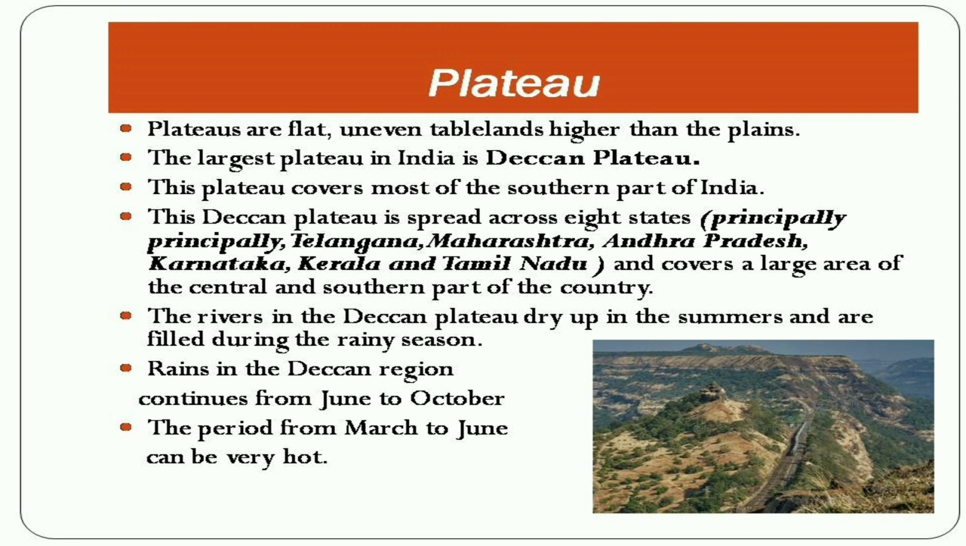How many states? 8 states. They are Telangana, Maharashtra, Andhra Pradesh, Karnataka, Kerala and Tamil Nadu. The rivers in the Deccan Plateau dry up in the summer and are filled during rainy season. Rains in the Deccan region continue from June to October. The period from March to June can be very hot. Okay.